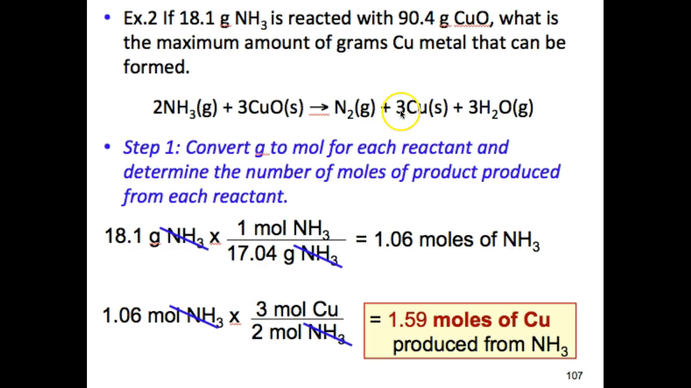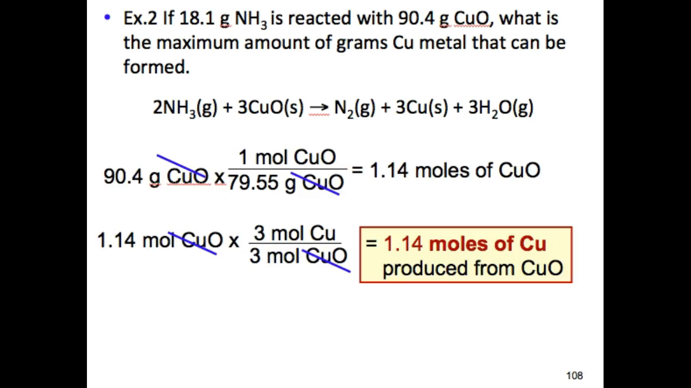So we have 3 moles of copper and we have 2 moles of ammonia. So we're going to multiply by 3 over 2. We get 1.59 moles of copper. We're going to follow the same type of procedure for the copper 2 oxide.